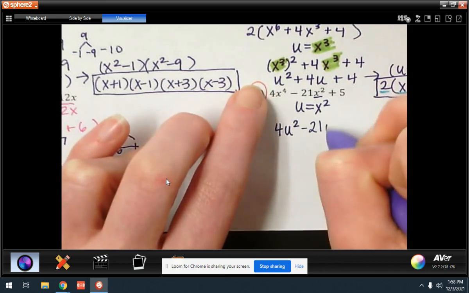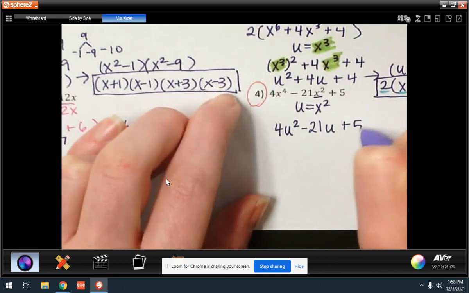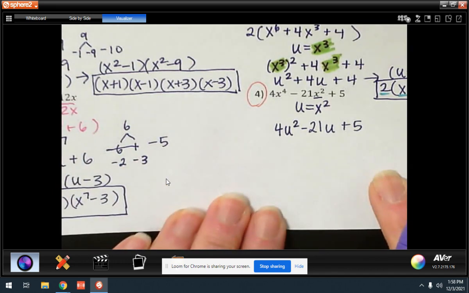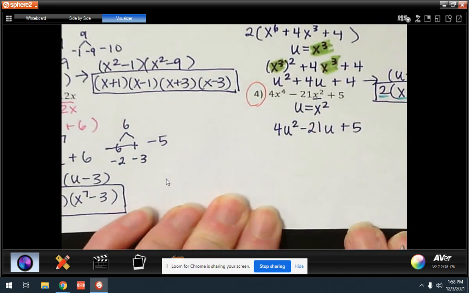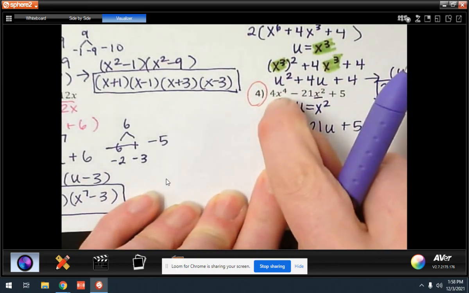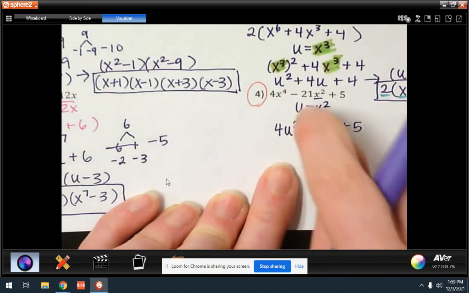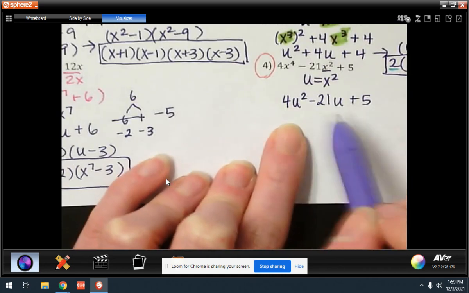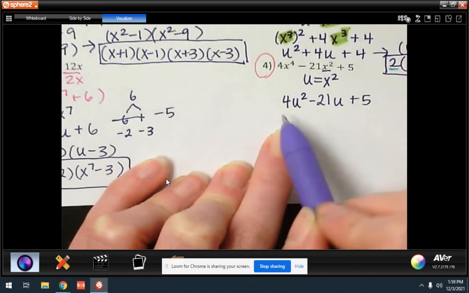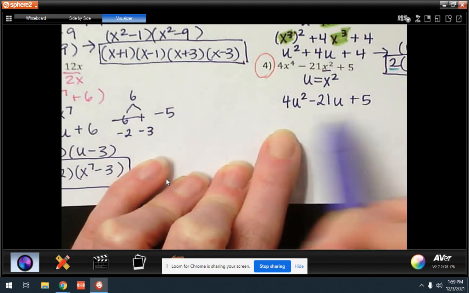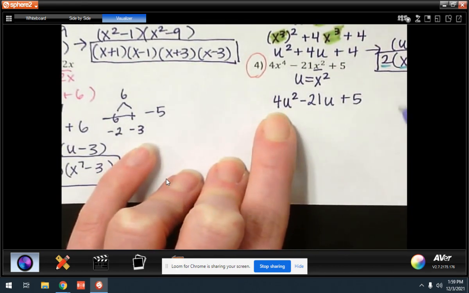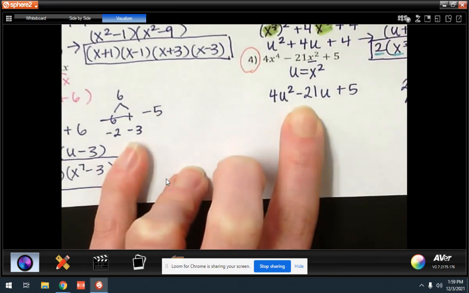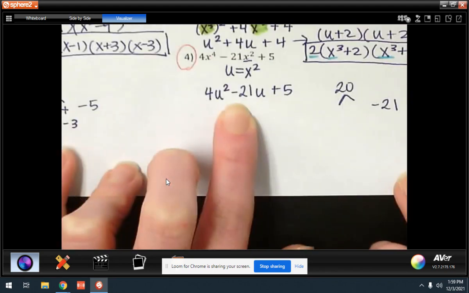You still have to write him, but x to the 4th is the same as U squared, minus 21U plus 5. So all your coefficients from the original problem should still be there. Some people notice that 4 is a perfect square, but we didn't define U to have any numbers, so don't do anything with that. All right, so there's no GCF here, and so we need 2 numbers that multiply to A times C, which is 20. 4 times 5 is 20, but add to -21.